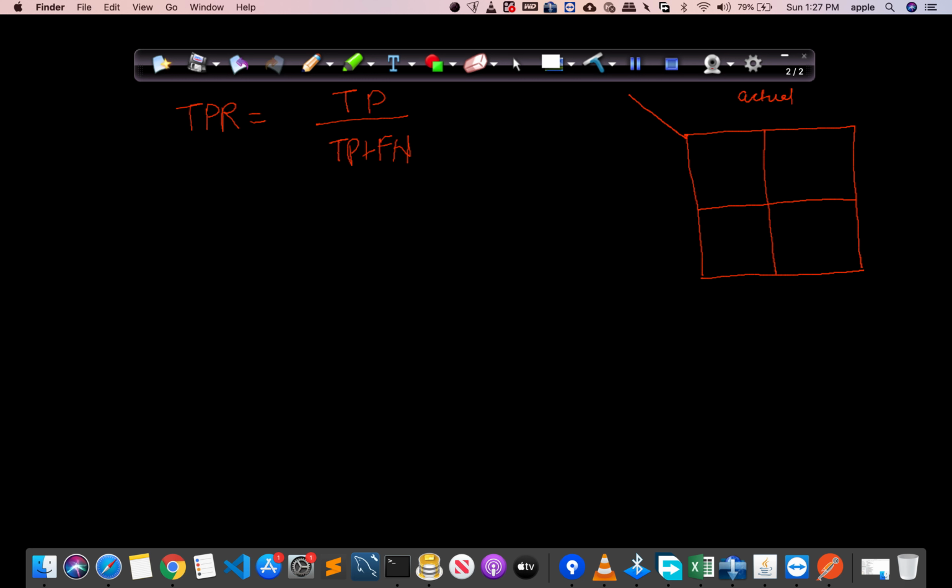This is the actual label, that is 0 and 1, and this is the predicted label 0 and 1. So when the actual label is 0 and the predicted label is also 0, then we say it is true negative. When the actual label is 1 and predicted is 0, this is false negative. Okay, when actual is 0 and predicted is 1, this is false positive. And when the actual is 1 and we also say 1, that is true positive.